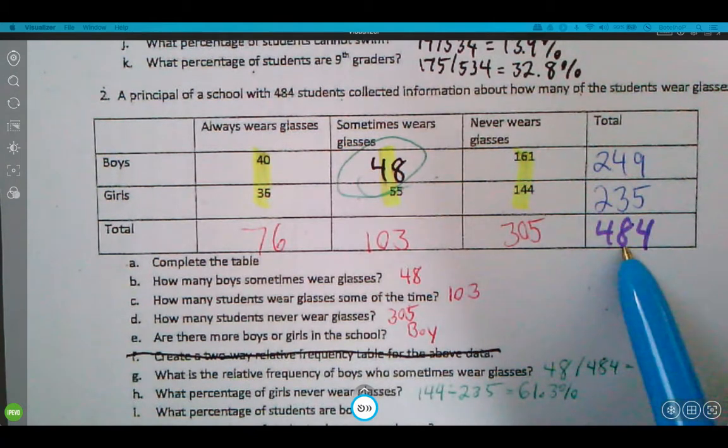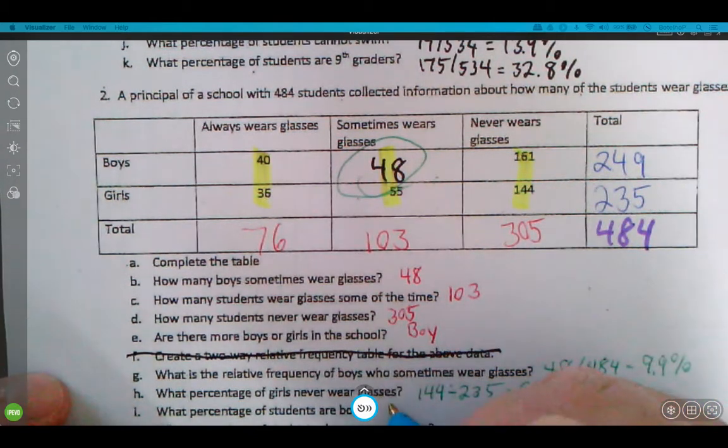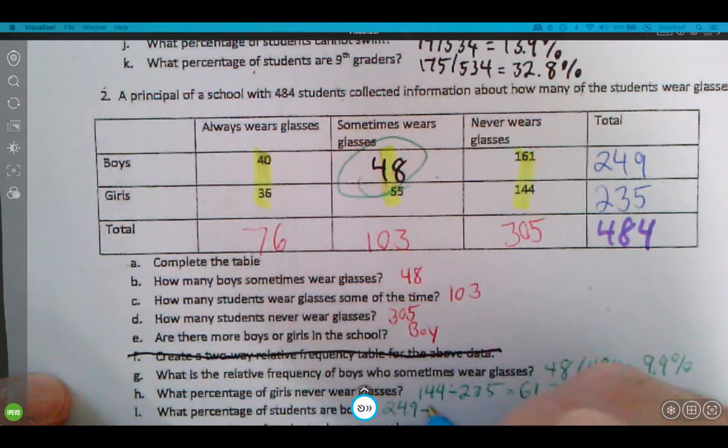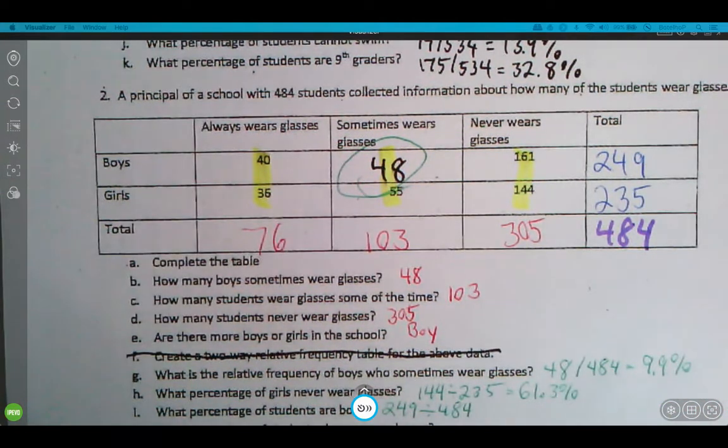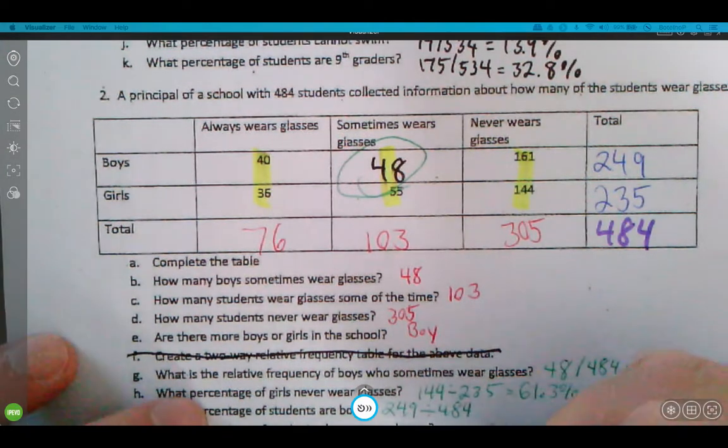249 divided by the total number of kids. So that would be 249 divided by 484. So that's about 51.4%.